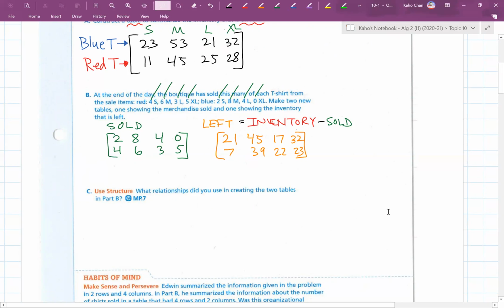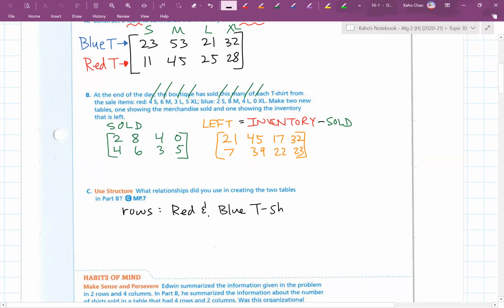What relationship in C did you use in creating the 2 tables in part B? I decided to make my life easier. And you don't have to do that. You could have stuck with a table that goes in the other direction. Each row represented the red and blue t-shirts.